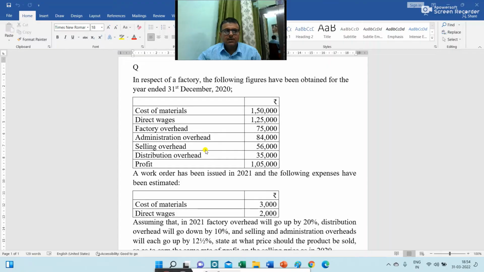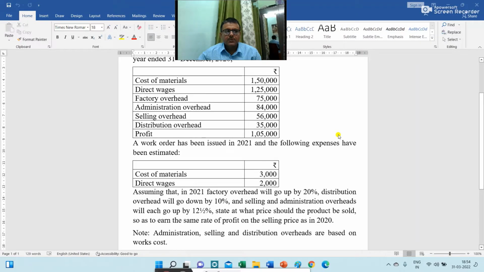In respect of a factory, the following figures have been obtained for the year ended 31st December 2020. Cost of materials 1,50,000, direct wages 1,25,000, factory overhead 75,000, administration overhead 84,000, selling overhead 56,000, distribution overhead 35,000, profit 1,05,000. A work order has been issued in 2021 and the following expenses have been estimated.